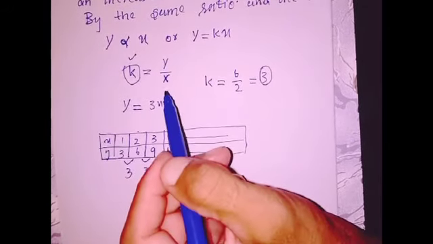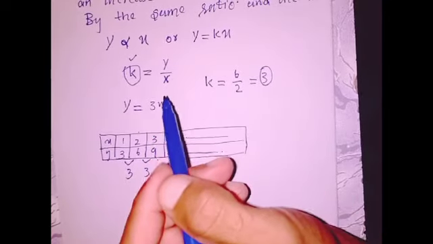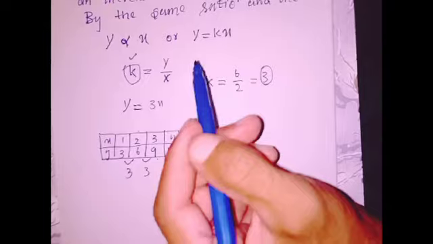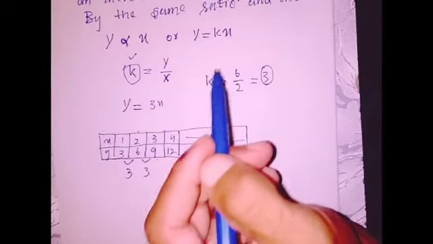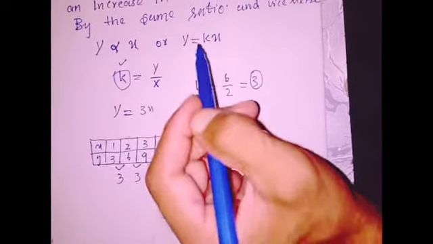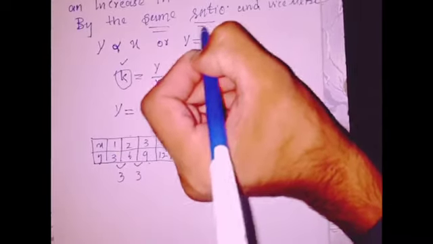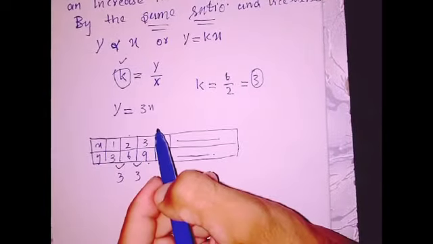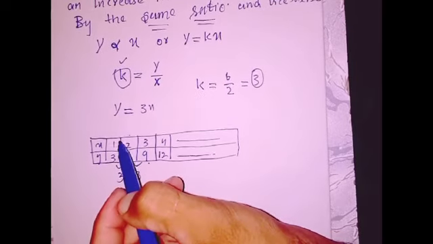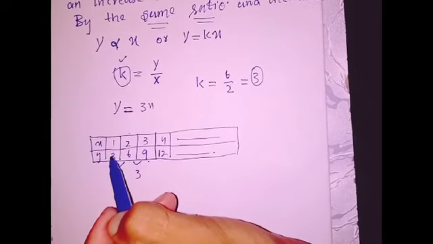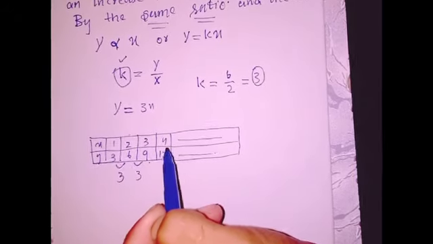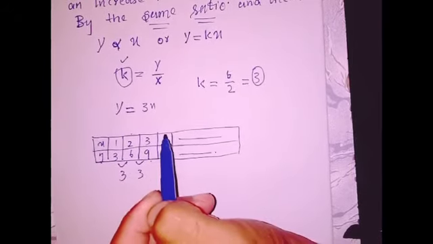Direct variation, as we discussed in the definition, is when a change in one quantity causes a change in the other quantity with the same ratio. In a direct variation, we say that the change is in the same ratio. As I discussed here, if we change the values of x, it causes a change in y as well, but the ratio is the same. That's why we call it a direct variation.